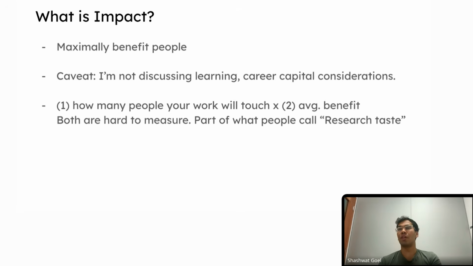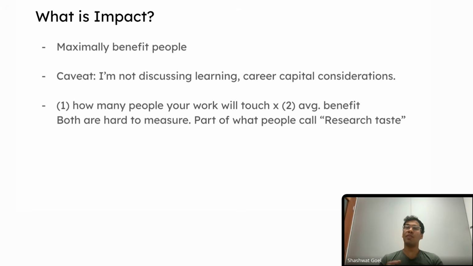This could be touching your work by reading your paper. It could be that your paper got integrated into Google's next model, and it improved the model by, let's say, 1%, and then that impact got really amplified because millions or billions of people use Google models every day. So the first question to ask is how many people does your work touch? And then the second question to ask is how much does it actually improve their experience? How much does it benefit them?